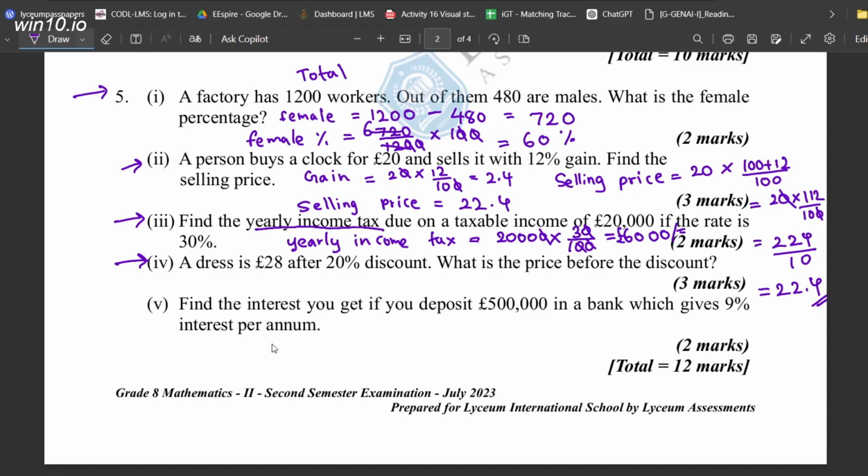Okay, so 500,000, 9% per annum. Fraction percentage is this. These two cancel out. Now it's 45,000. So we have to pay 45,000.